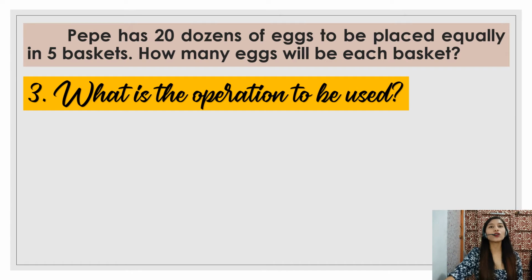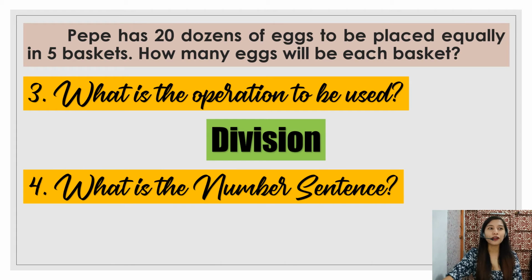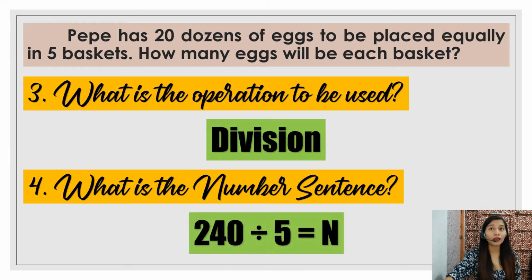Number 3 is what operation to be used. Since our topic is all about division, of course, the operation that we are going to use is division. Okay? And then, number 4, what is the number sentence? So the number sentence is 240 eggs divided by 5 is equal to n. Okay? Do you get it? So the number sentence always ends in equals n.